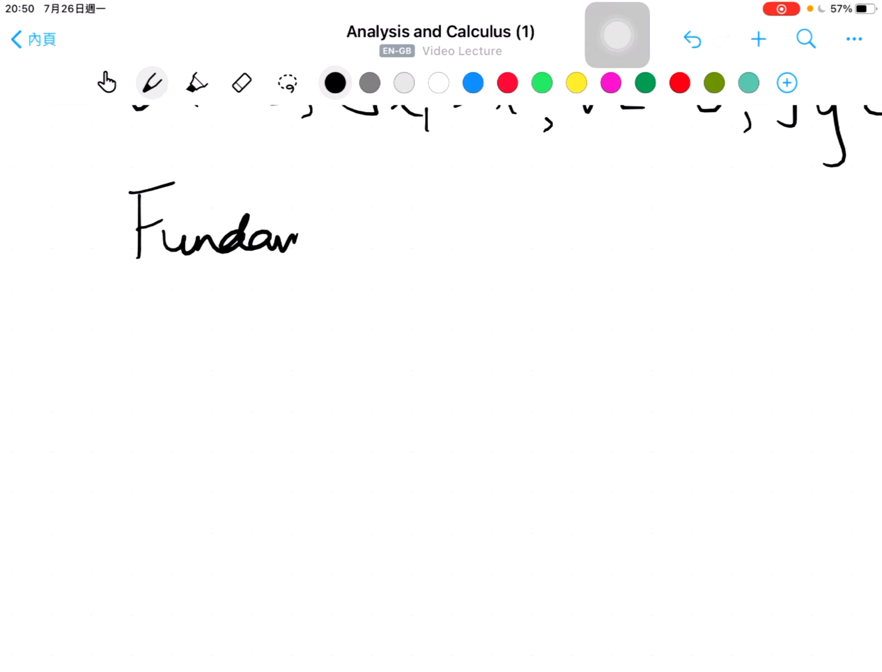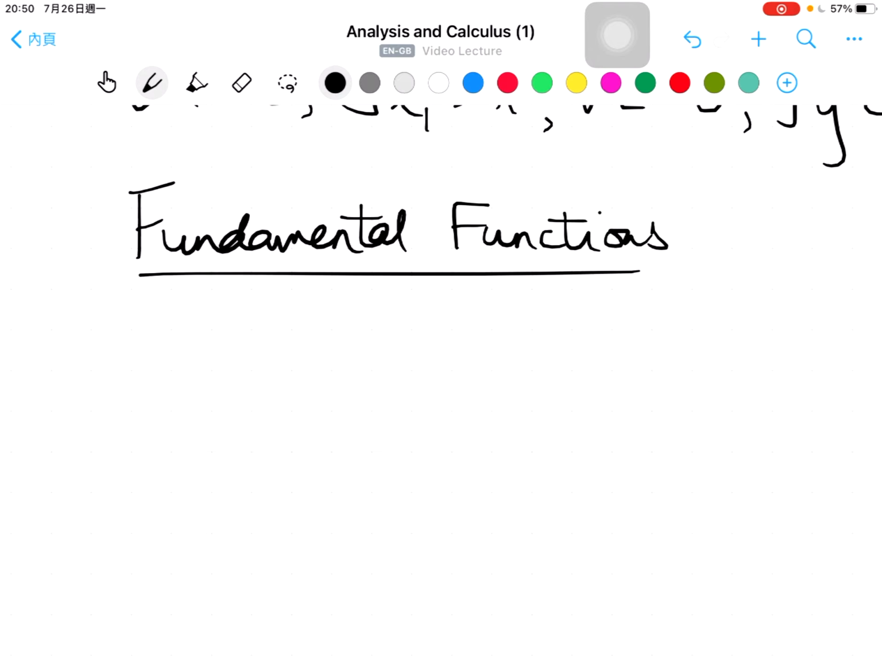Fundamental functions. From a basic point of view, there are 6 types of fundamental functions. First is very obvious. Not really obvious, but it's the function that you think is going to be the easiest. Constant.